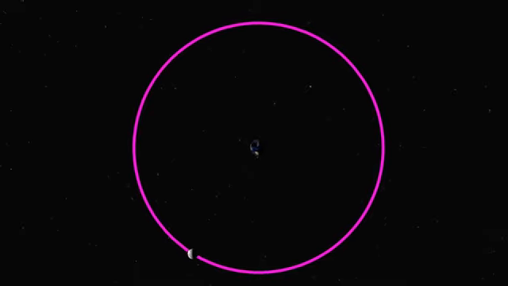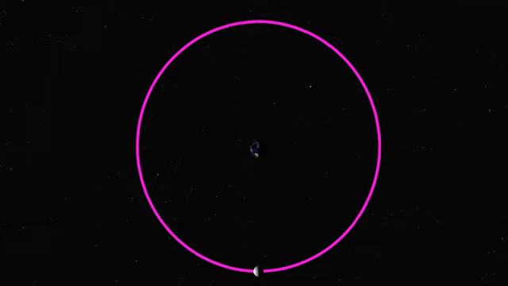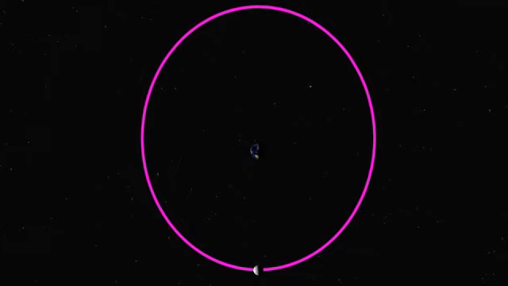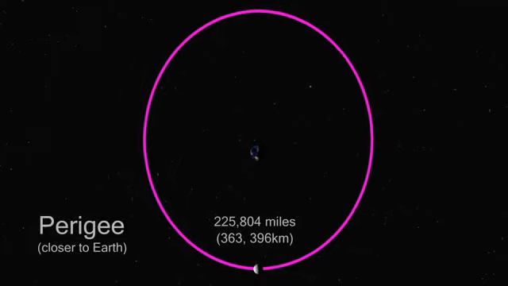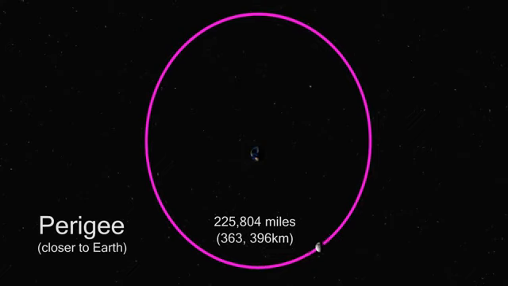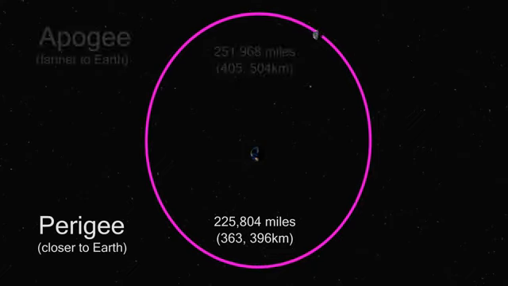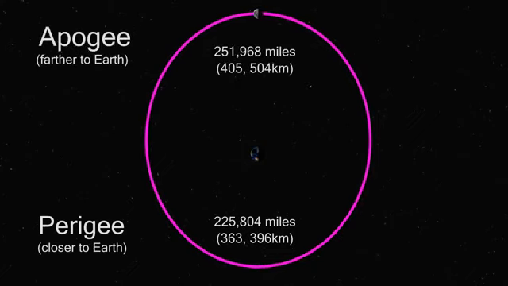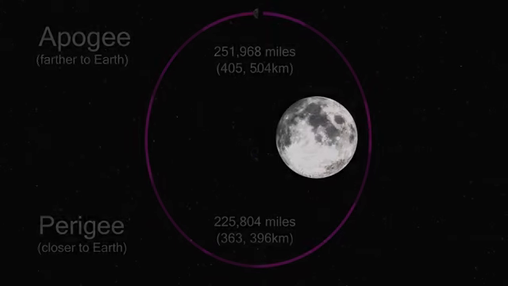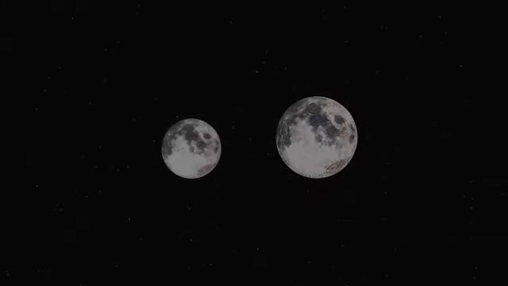The Moon's orbit is actually not a perfect circle. It's in the shape of an ellipse. When it's closest to the Earth, we call it perigee. When it's farthest away from the Earth, we call it apogee. It's only a small difference, but it's enough to cause the Moon to grow and shrink as seen from the Earth.